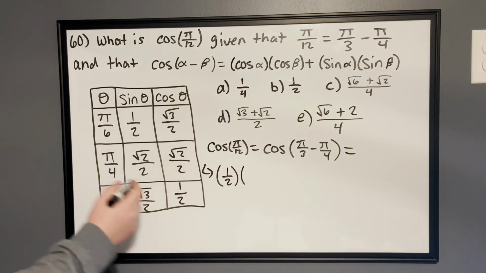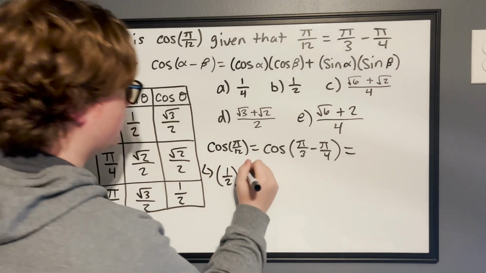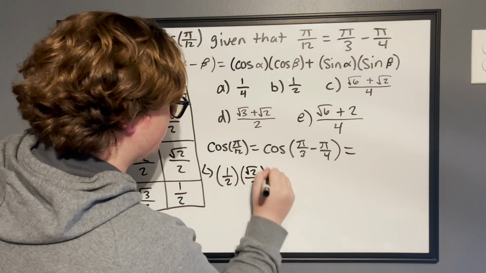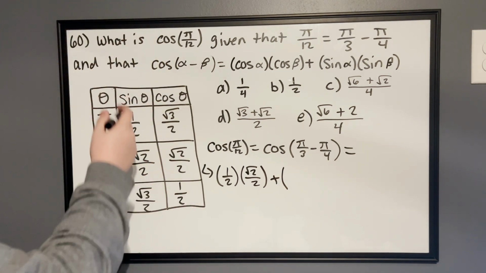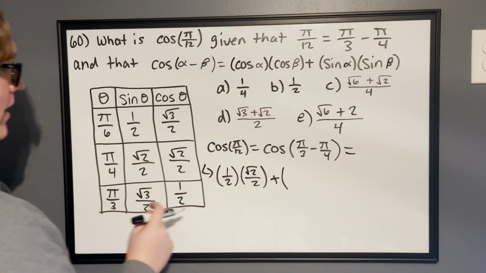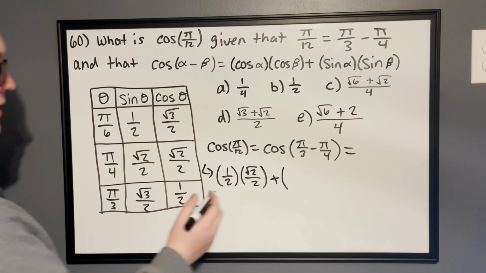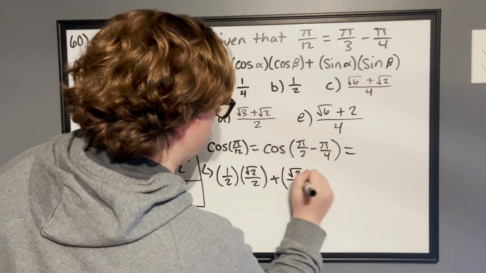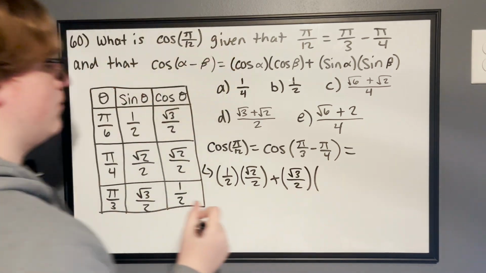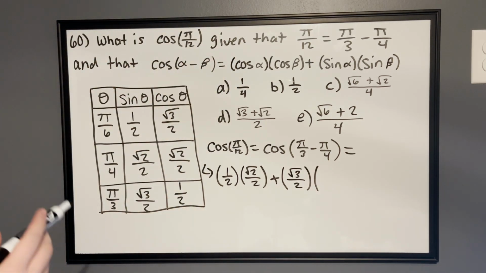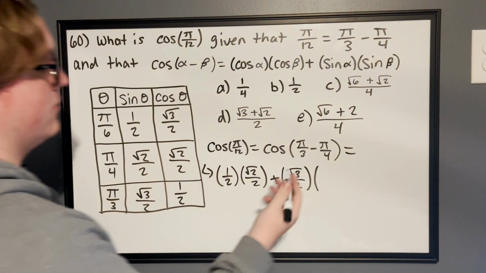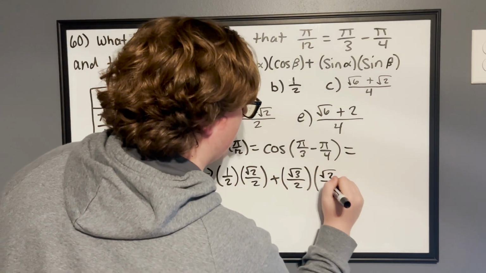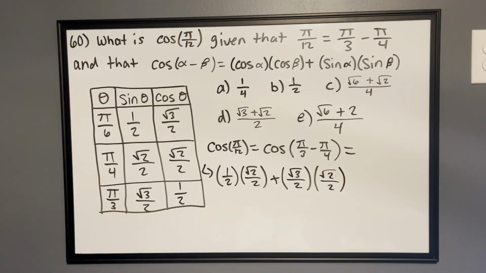Well, cosine is here, pi over 4 is here, it's root 2 over 2, so square root of 2 over 2. And we're going to add that with the sine of alpha, so sine is here. Remember, alpha is pi over 3, so that's root 3 over 2. And we're going to multiply that with sine of beta. And remember that beta is pi over 4, sine of beta is square root of 2 over 2. So now we're going to multiply and add these fractions, and we will be done.